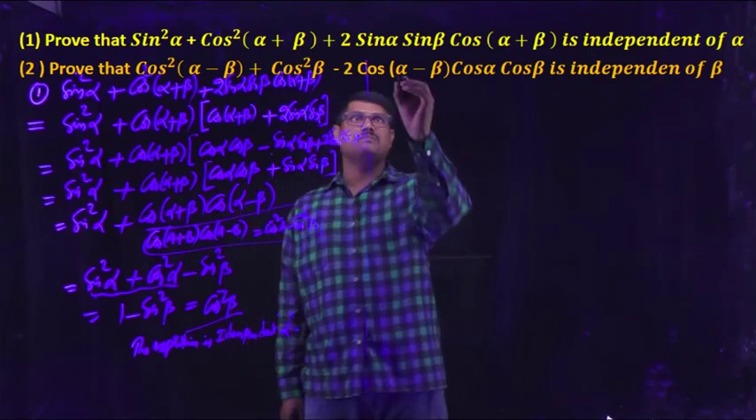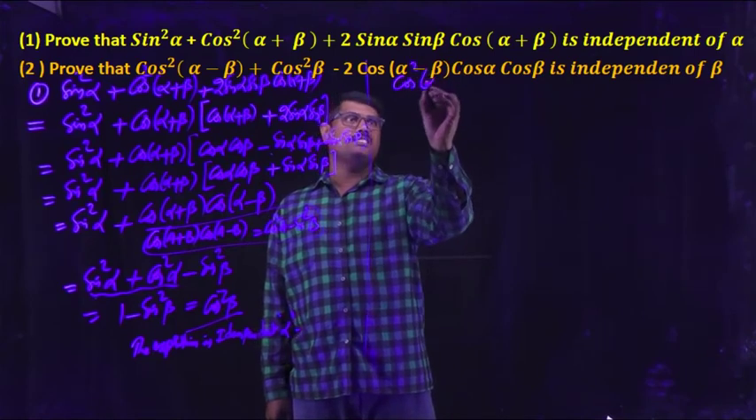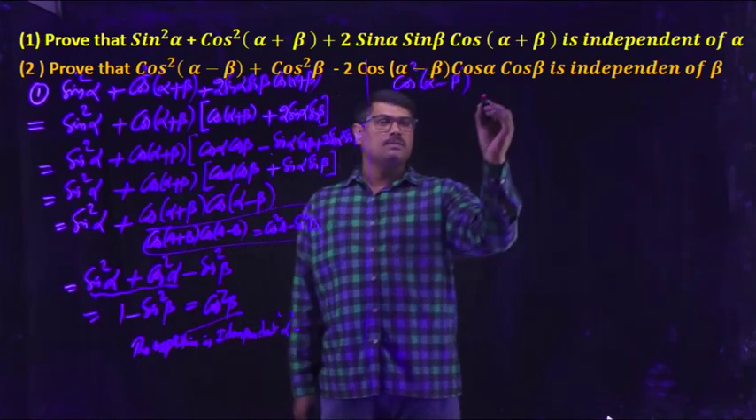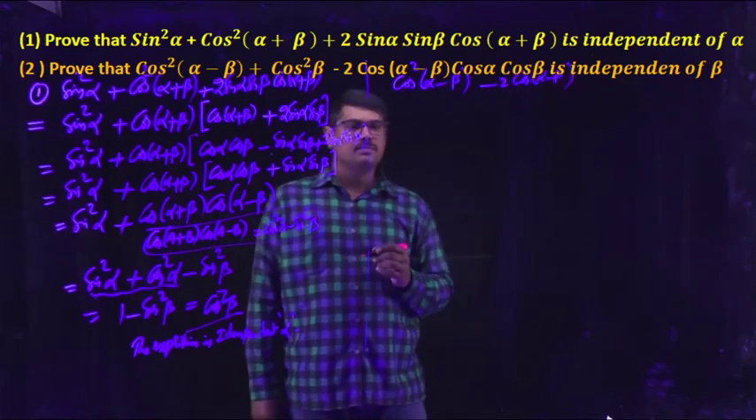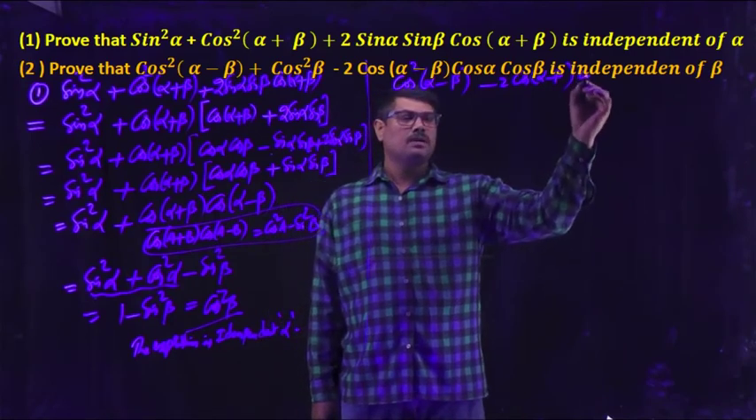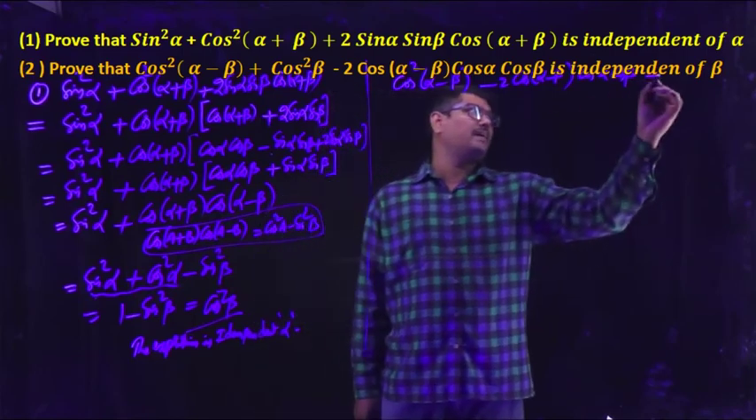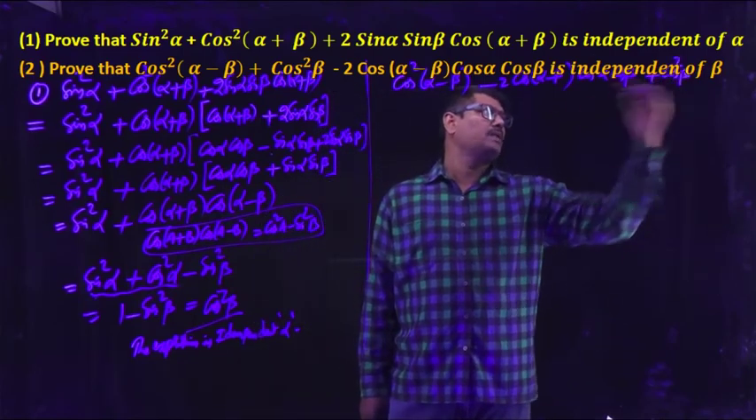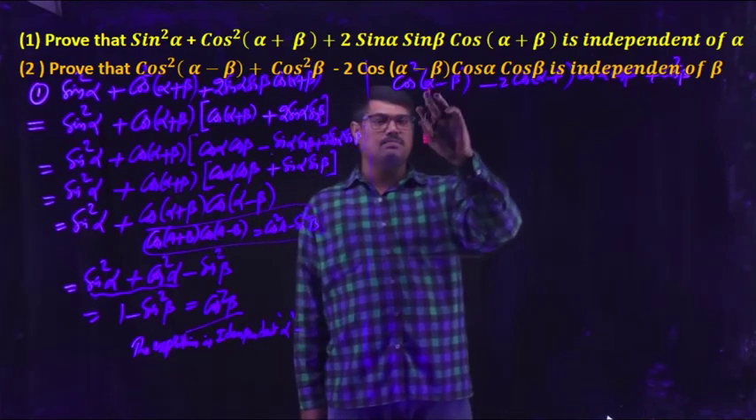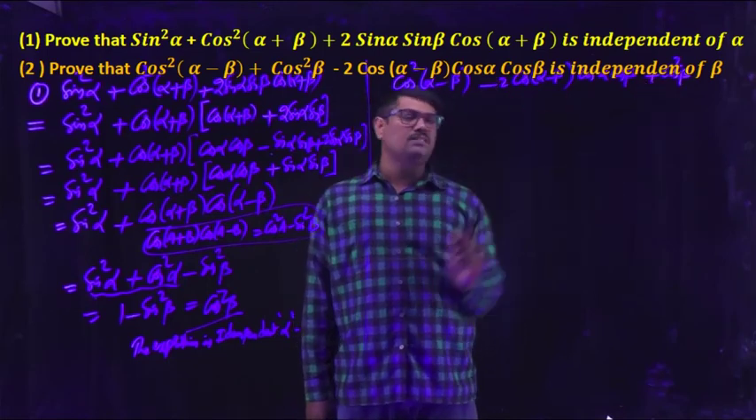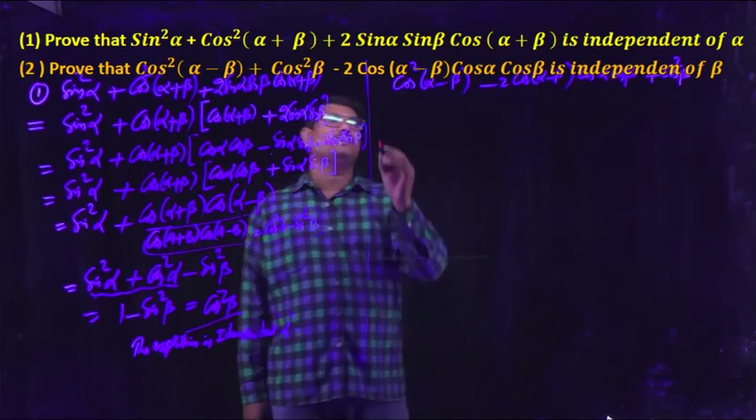Start with the expression cos square alpha minus beta minus 2 cos alpha minus beta cos alpha cos beta. In between, plus cos square beta is there. I am considering that one in the last place. So totally there are 3 terms. Cos square alpha minus beta is one term. Cos square beta, I consider that one in the last place. Minus 2 cos alpha minus beta, cos alpha into cos beta is there.